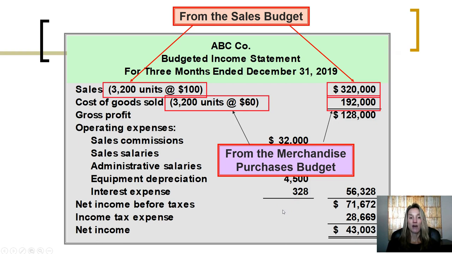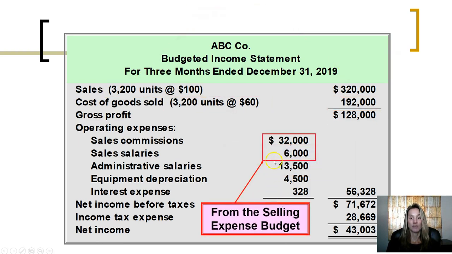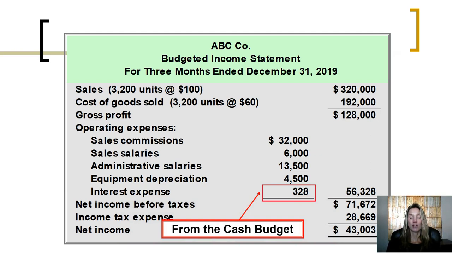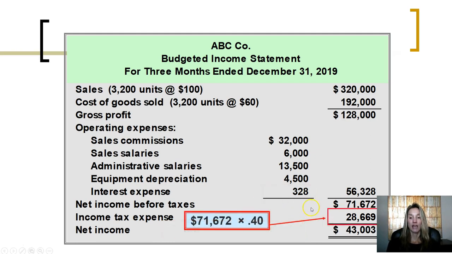We then subtract out all of the operating expenses from the selling expense budget and the general administrative expense budget, to include equipment depreciation, which we had not needed to include in the cash budget because depreciation is a non-cash expense. We calculate or add in the amount of interest expense that we prepared in the cash budget to calculate a net income before income taxes.